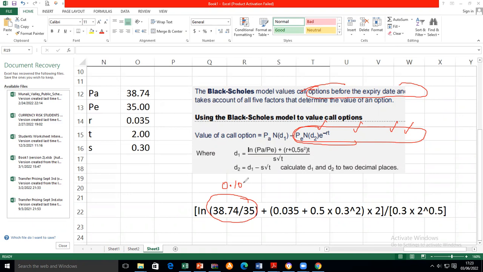0.1015. And this one here, what is it? 1.25. This one here. So that one is 0.424. Like that.